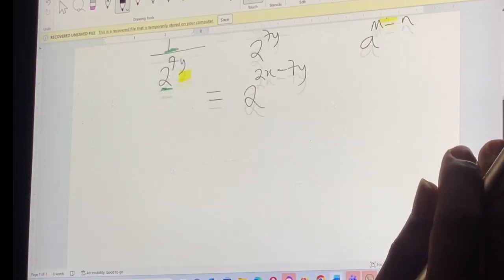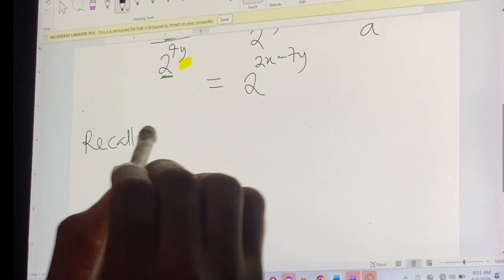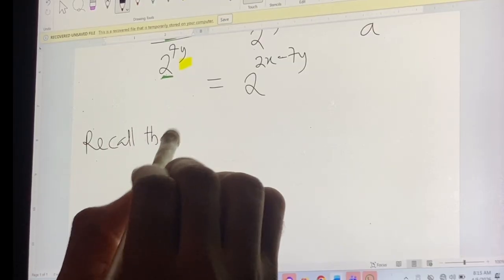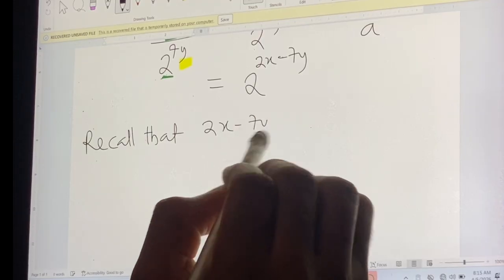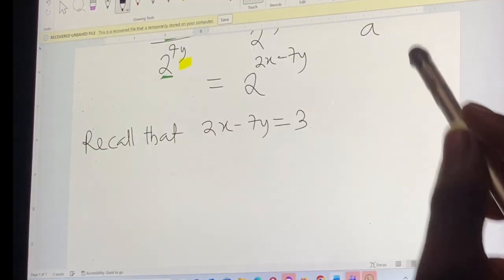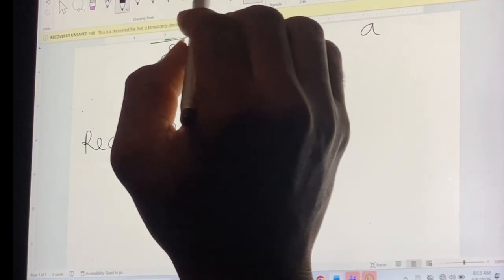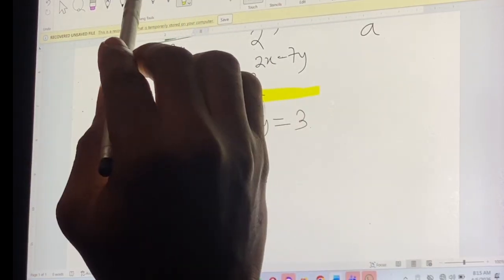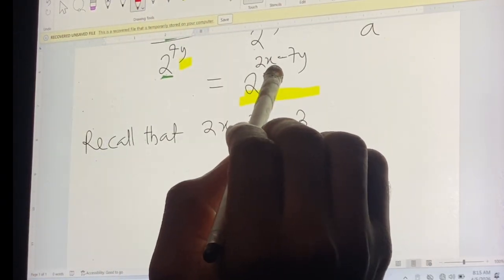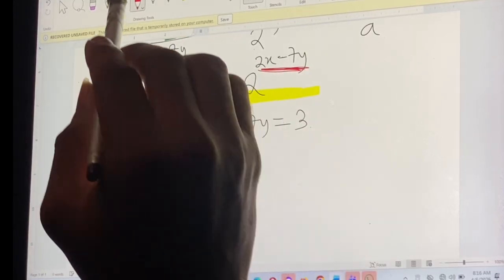But remember from the equation given to us here, recall that from the equation, 2s minus 7y is equal to 3, meaning that anywhere we see 2s minus 7y, we replace that as 3. So from this here, the power is expressed as 2s minus 7y. That is, from here, I will have this to be 3.